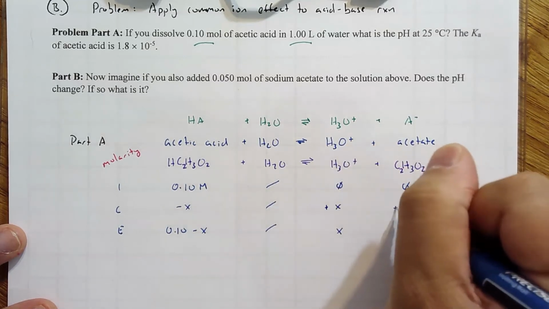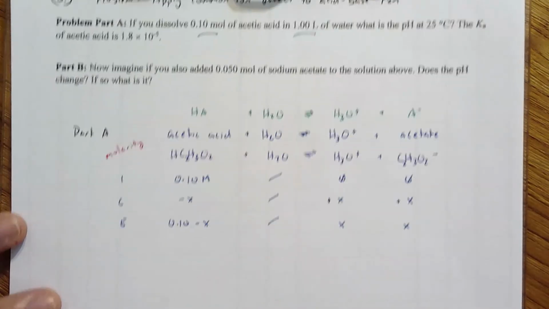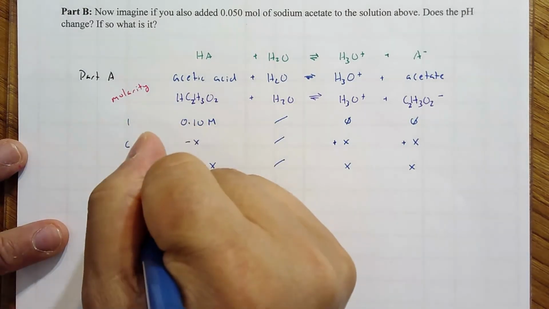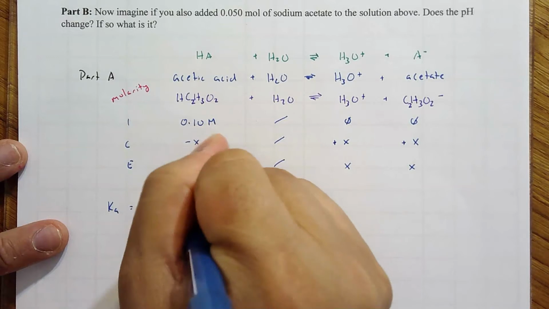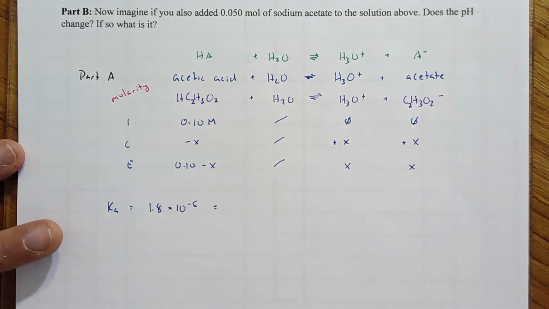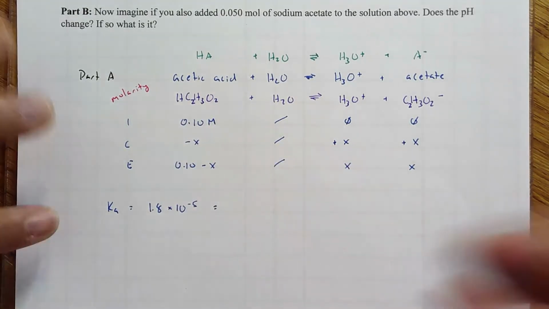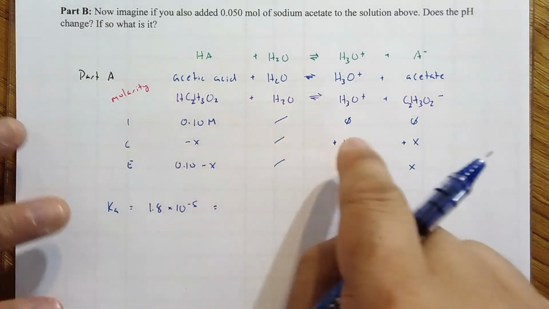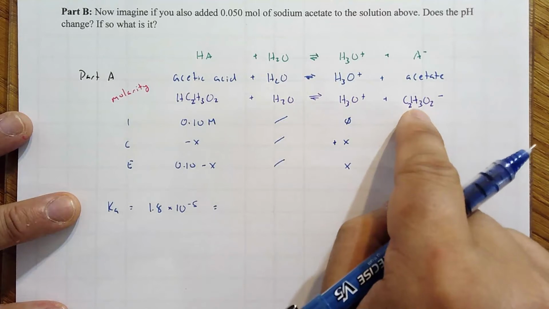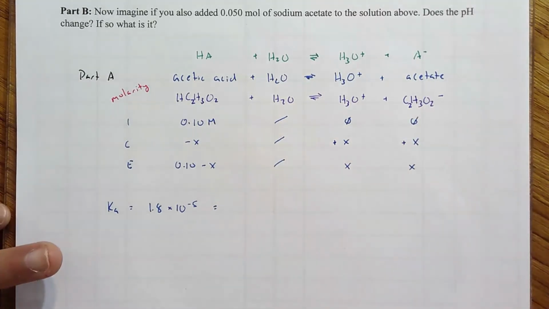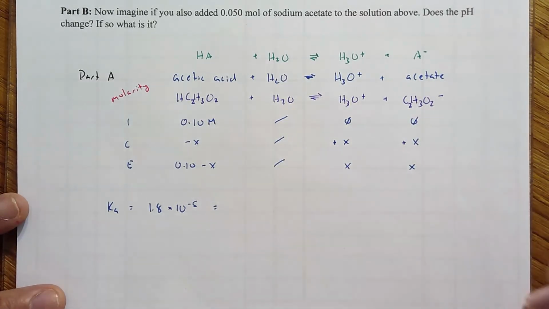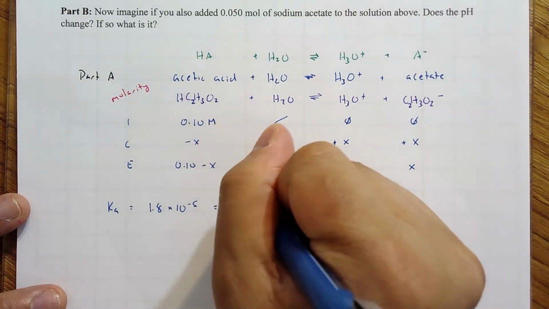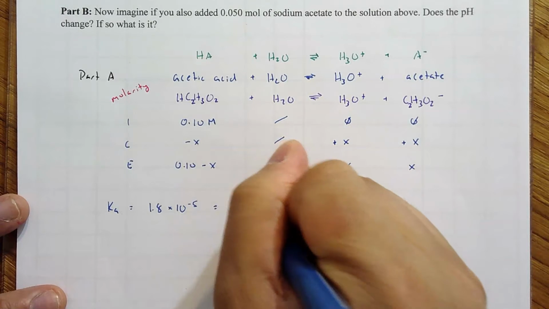Oh, this is plus x, plus x. Okay, there is your complete ICE table. We have a Ka, it's 1.8 times 10 to the minus 5. Normally, when you're first learning this, you should draw out the expression using the components, concentration of H3O plus times concentration of the anion, etc. But we've done this probably 10, 15, 20 times already. We know it's these two multiplied, x squared over 0.10 minus x.